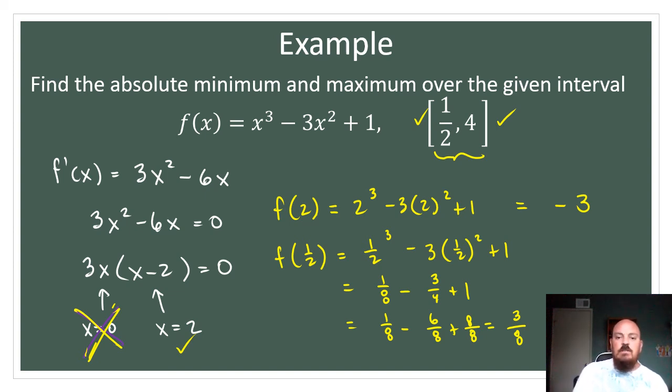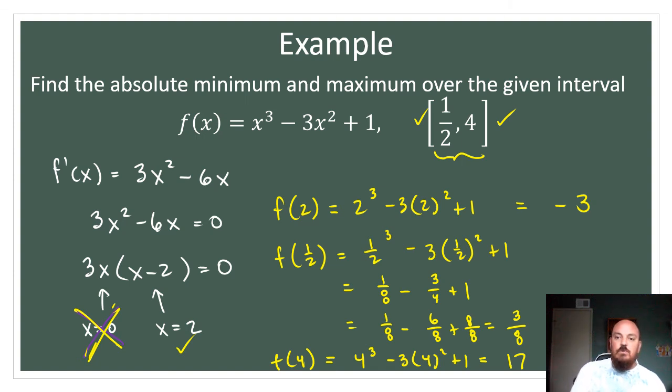Let's see if we can squeeze in our last one. I don't have a ton of space left, but the last one I need to do is find f of 4. And that would be 4 cubed minus 3 times 4 squared plus 1, which would be 64 minus 48 is 16, plus 1 is 17.